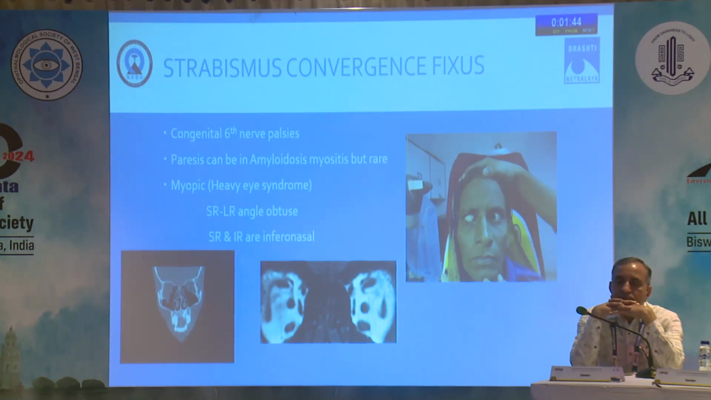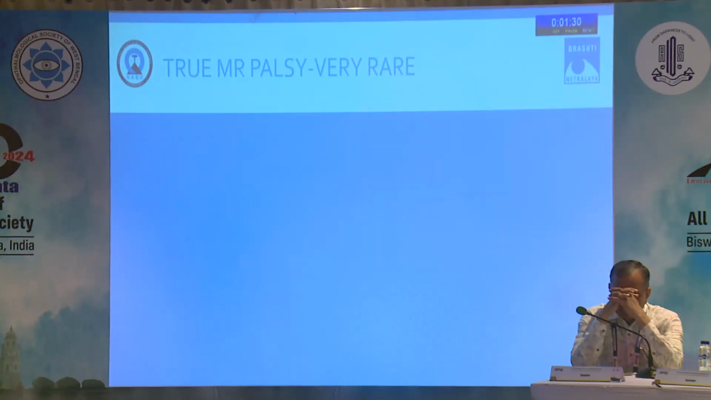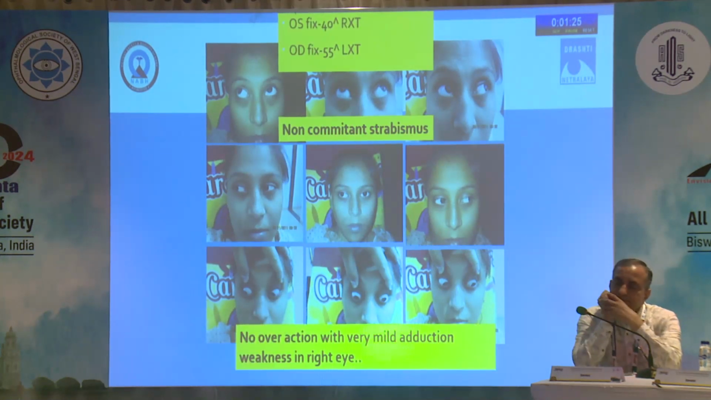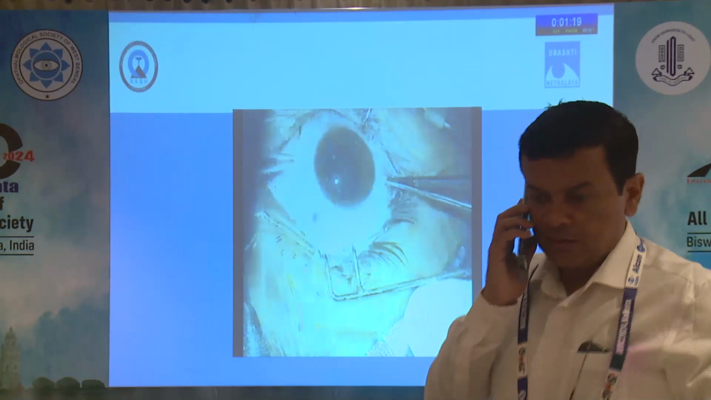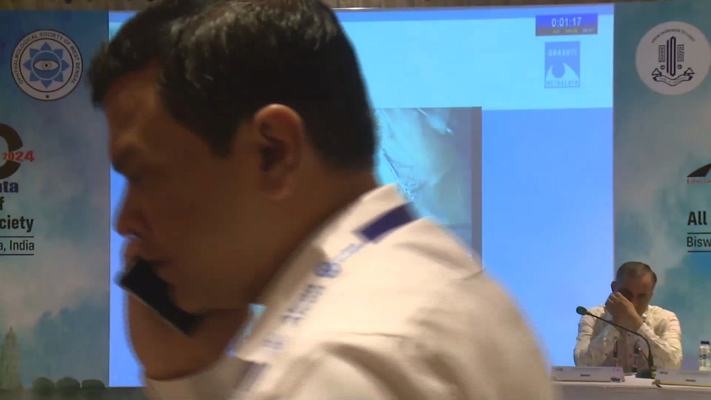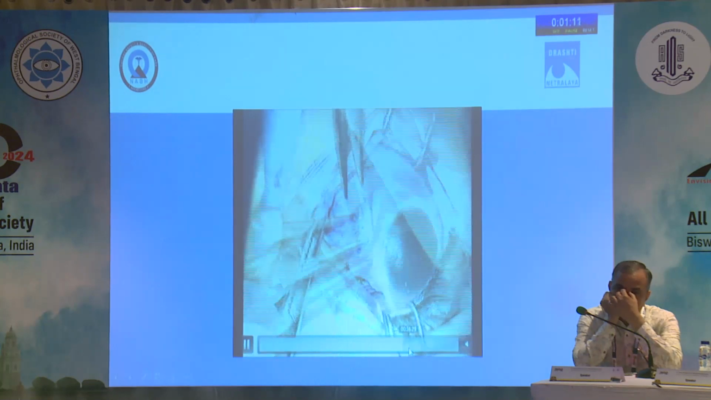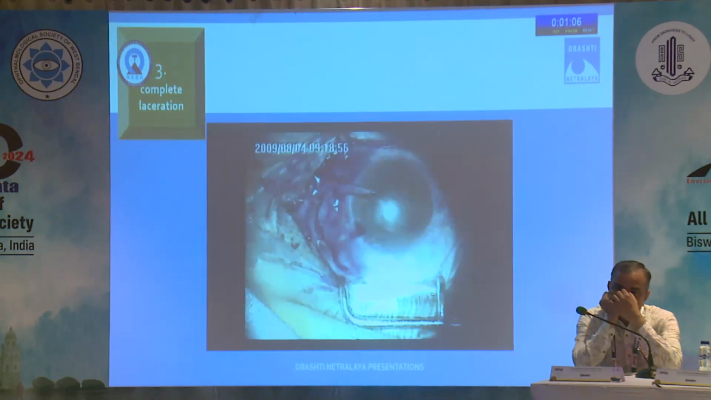You have to look for strabismus convergence fixus, and then you have to see for saggy eye, heavy eye, when you are dealing with paralytic strabismus. So whenever there is a heavy eye, you can just do the loop myopexy. Saggy eye, recess-resect is the choice of treatment. Again, true MR palsy is not available, but we found in one case when it was non-comitant strabismus, we just took the patient for R&R, and then we did an anterior segment OCT, and to our surprise, the medial rectus was placed nearly at 8 millimeters. So we just anteriorized it back. That was congenital. So it was a very rare case we found. Partial laceration also can cause the paralysis.